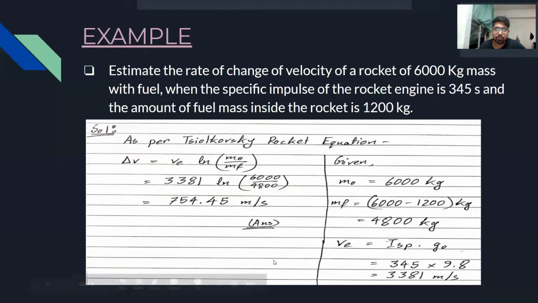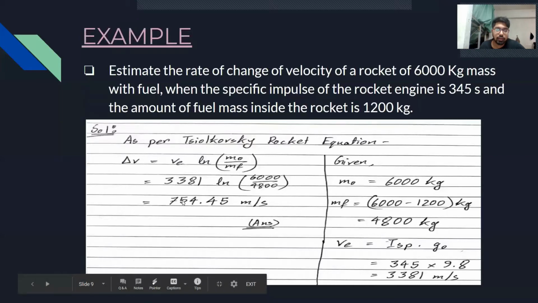1,200 kg. At first, we will be finding out the mass of the rocket without fuel. To do that, we have to subtract 1,200 from 6,000. Then we'll have to find the velocity of the exhaust, which is the specific impulse of the rocket engine times the gravitational acceleration of the Earth. The unit of gravitational acceleration of the Earth is meter per second squared.